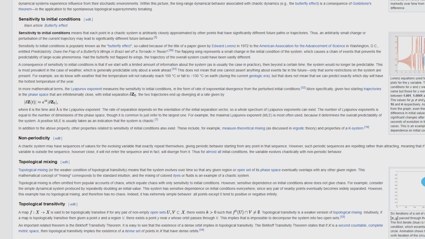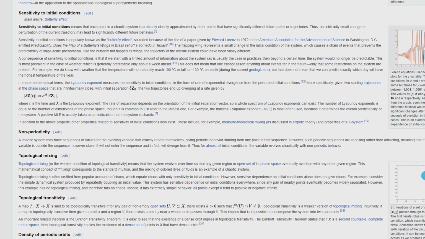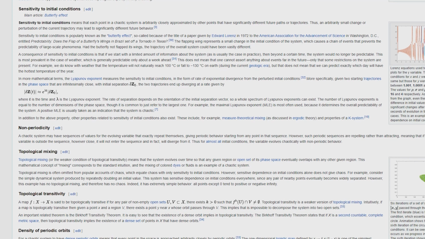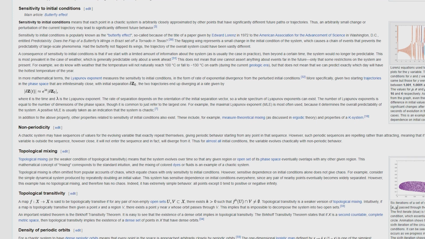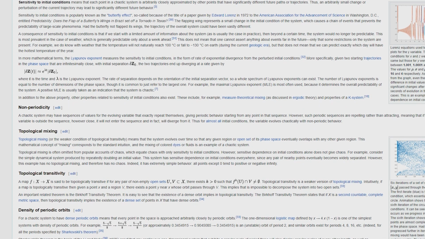Non-periodicity. A chaotic system may have sequences of values for the evolving variable that exactly repeat themselves, giving periodic behavior starting from any point in that sequence. However, such periodic sequences are repelling rather than attracting, meaning that if the evolving variable is outside the sequence, however close, it will not enter the sequence and in fact will diverge from it. Thus for almost all initial conditions, the variable evolves chaotically with non-periodic behavior.